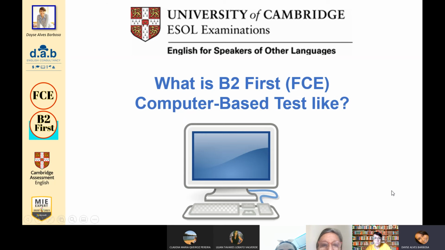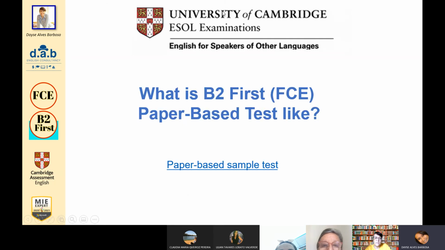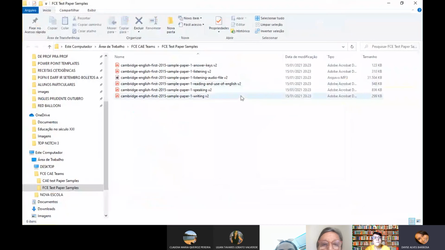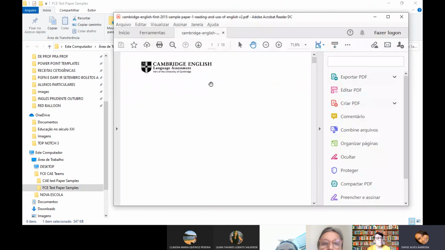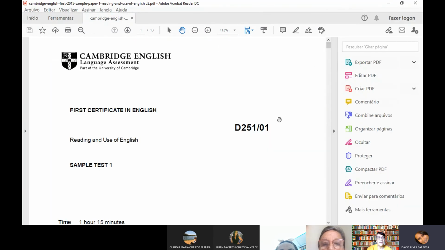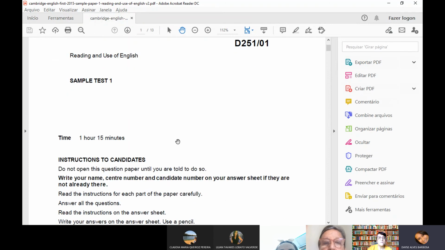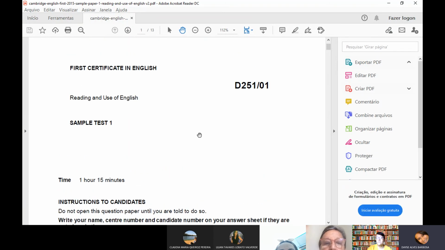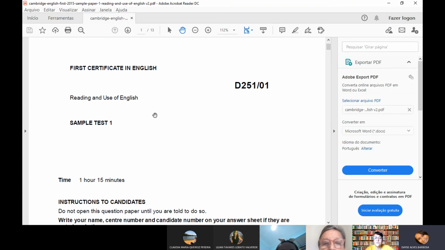I'll show you what they look like. I have to go back. Yes, let's see the paper-based sample. Okay, here I downloaded. You can also download all of this. Let me first show you this one here, which is reading and use of English. This one, if I'm not wrong, my computer is a bit slow today. If I'm not wrong, this was the first exam after they changed, after they put reading and use of English together.